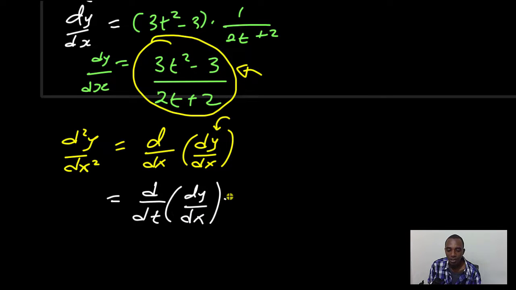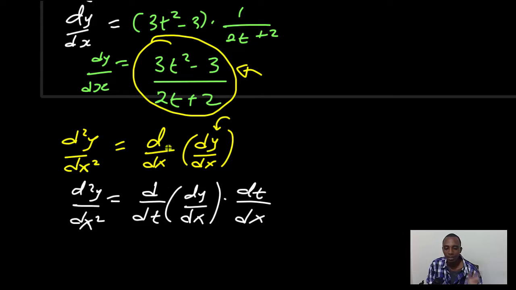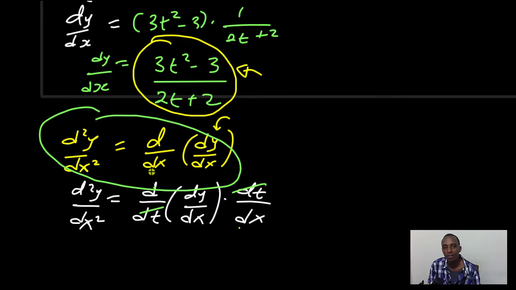But of course, I want the second derivative here with respect to x. So to make that happen, I have to multiply this by dt/dx. Just think about it this way: maybe think of this as canceling with this. Of course, that's mathematically not true. But if that were true, then you can see that we would have d/dx of dy/dx, which is the exact thing that we wanted to find here.